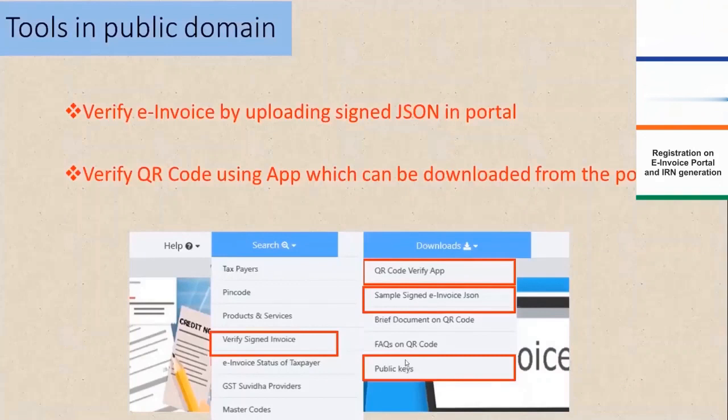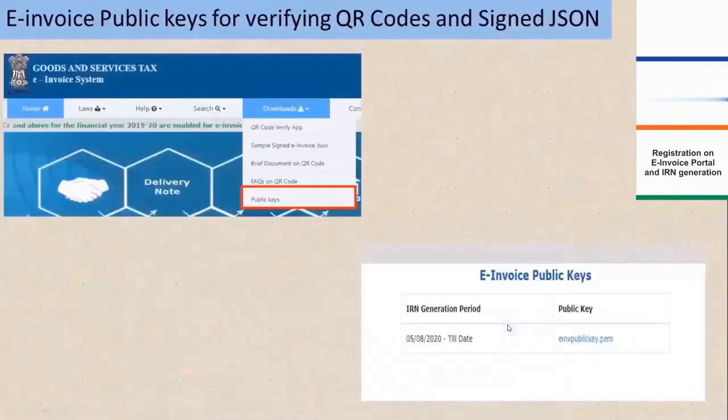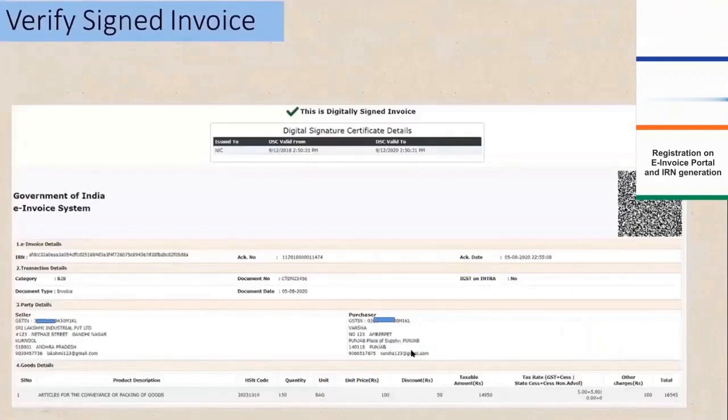The public keys for verifying the signed JSON are also available here. You can download these public keys also. Here you can see the public keys which have been generated. These are the public keys for this period. This is the digitally signed certificate. You can see the details of this invoice.